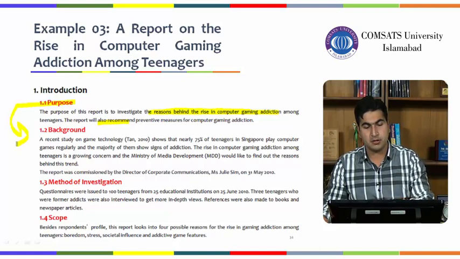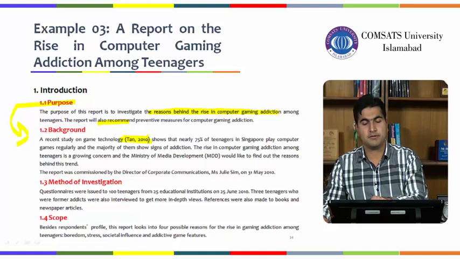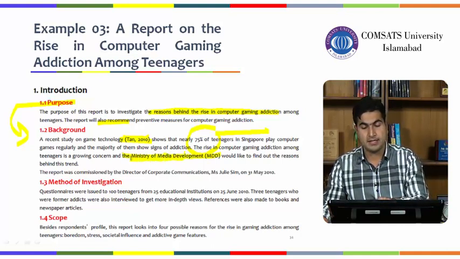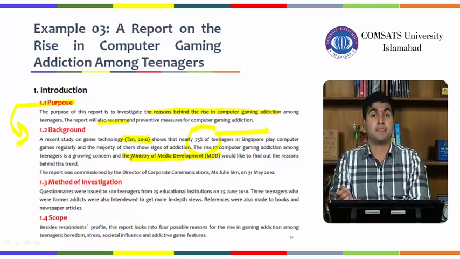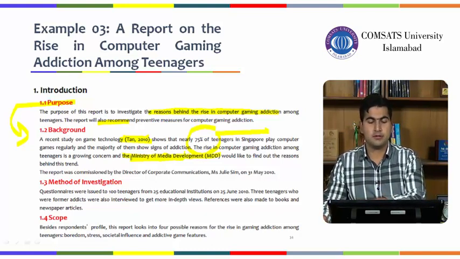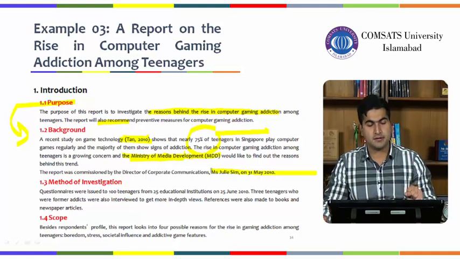Recent study on game technology, and then the reference, shows that nearly 75% of teenagers, statistics, play computer games. Rise in computer gaming is a growing concern, and the Ministry of Media Development, that's how you use abbreviations, first giving the introduction, first stating it completely, then writing it within parentheses, and afterwards you can just use the abbreviation as well. The report was commissioned and so on. Look at the way the numerical figures, facts are there.